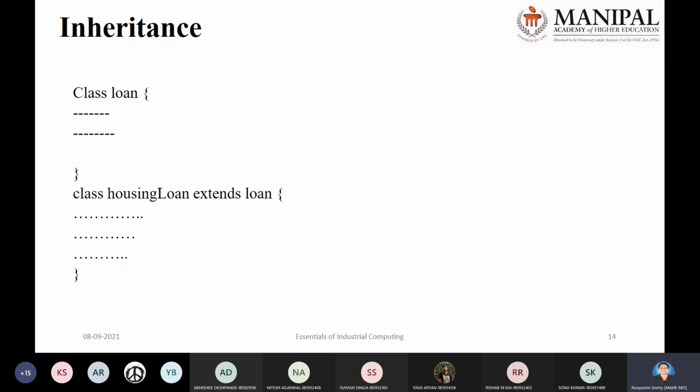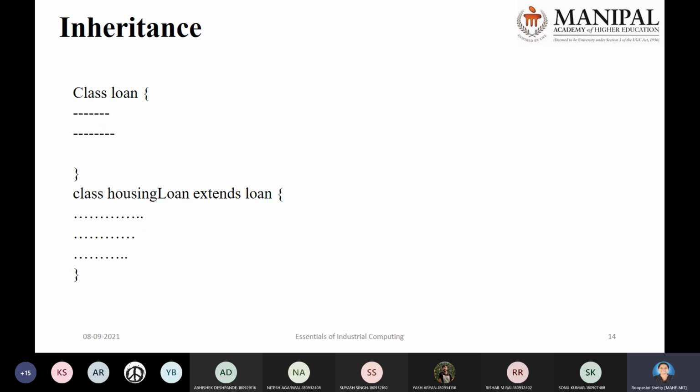And when you are extending, or when you are using an is-a relationship, when housing loan is a derived class of loan, you write class HousingLoan extends Loan. Extends is a keyword used during inheritance only. Okay, the meaning is simple. Housing loan is a derived class of loan. In the sense, housing loan uses all the functionalities of loan plus its own functionalities. So it is an extension of the loan class.